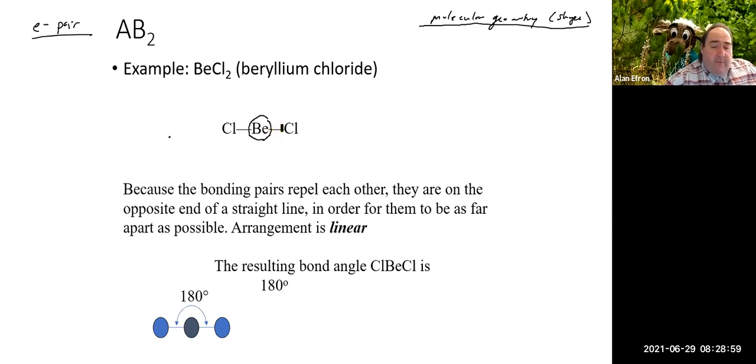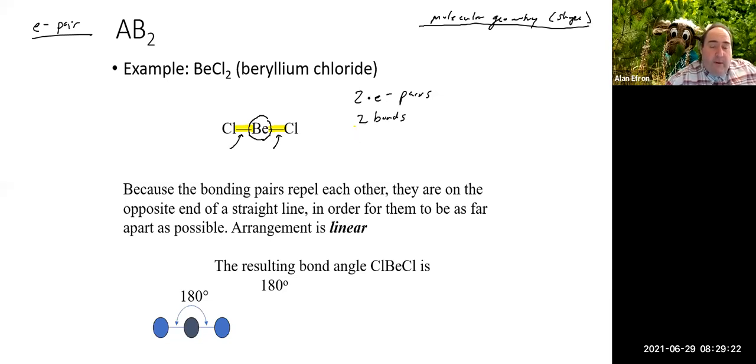So here we have two electron pairs. The other important thing that you want to look at is how many bonds there are. So there's one bond there, two bonds there, and two bonds there.